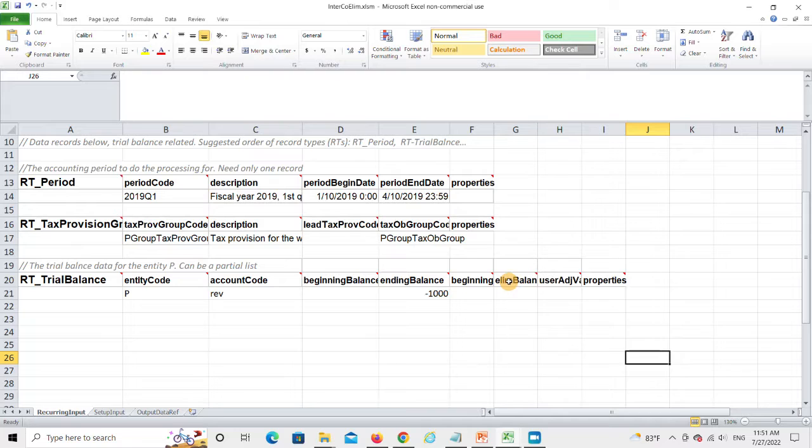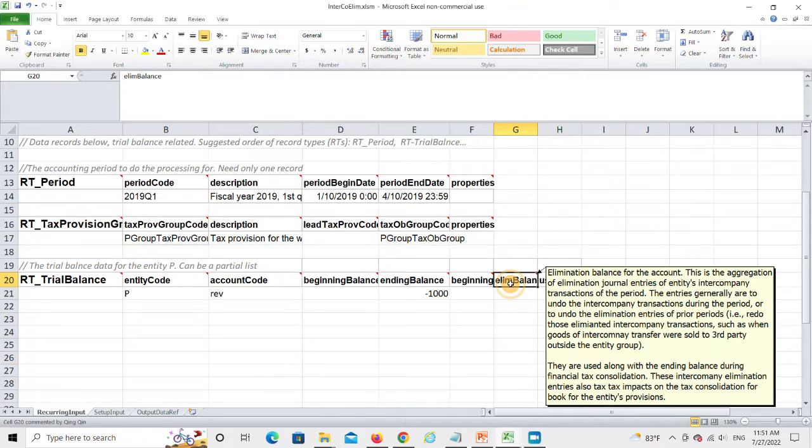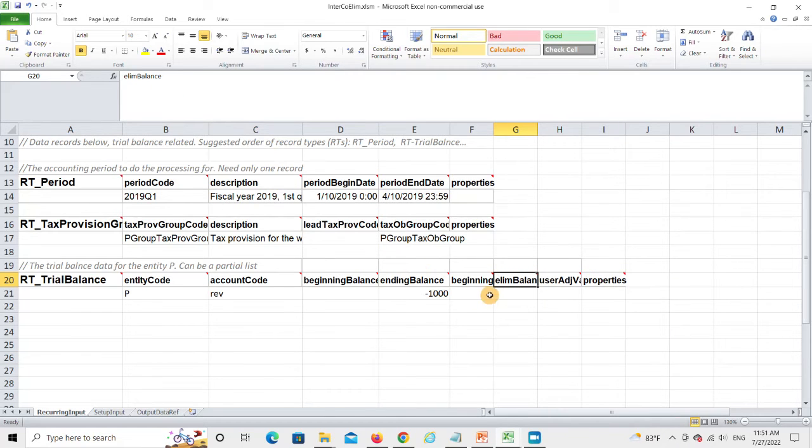So here we tell the engine in the elim balance, we're going to say $1,000 is to reverse the $1,000 revenue of P. So you look, it's eliminated. Notice here that now as a whole group, there is actually no revenue. So the income is actually zero.